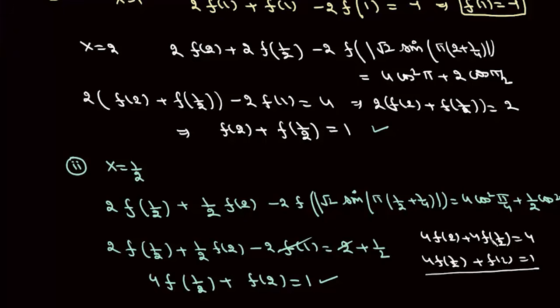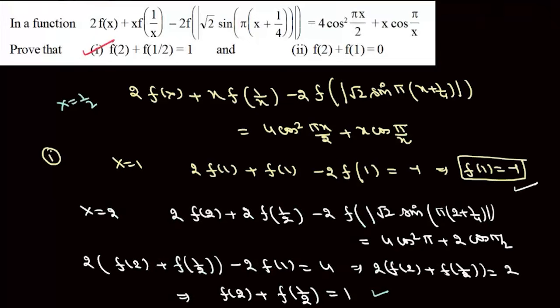And if we subtract, this f(1 by 2) will cancel. So we'll get 3f2 equals 3, or value of f2 is simply 1. So we have f2 and we also have f1. So this value f2 plus f1 will be 1 plus minus 1 and will be 0, which is what we need to prove in this second part.